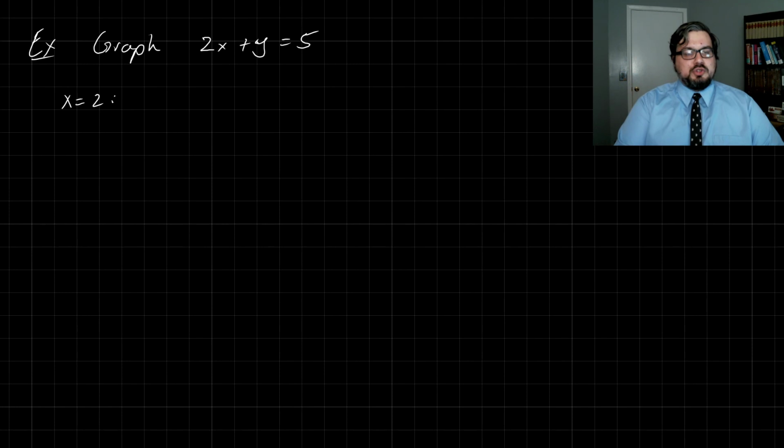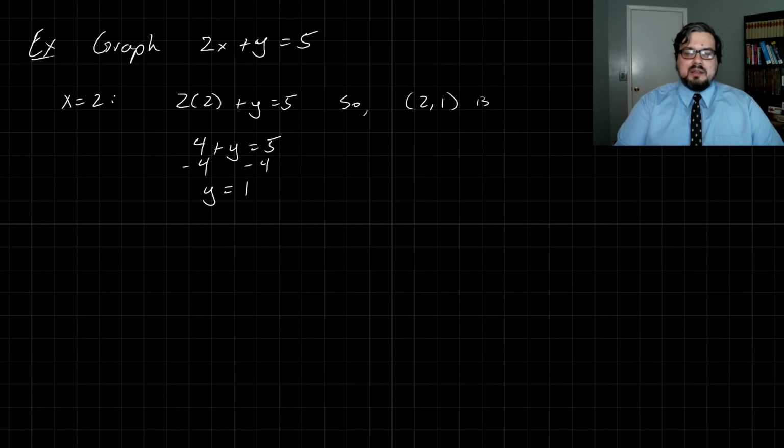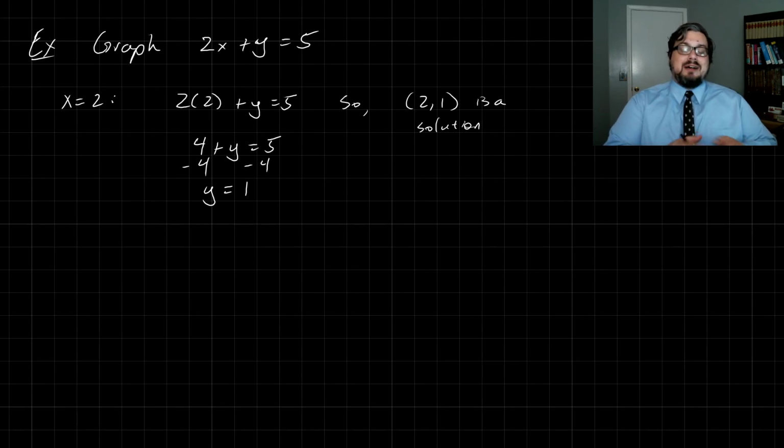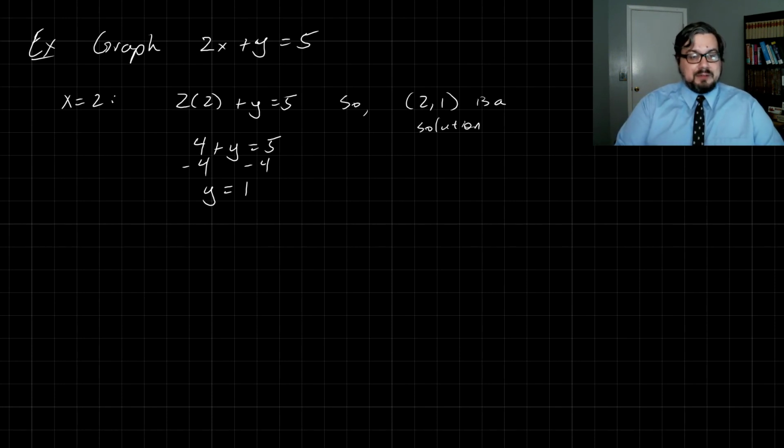So if x equals 2, that means we get 2 times 2 plus y equals 5. So 4 plus y equals 5. Subtract 4 from both sides, we get y equals 1. So this means that 2 comma 1 is a solution. We found that by choosing some value for one of the variables and solving for the other one, which is a very good way of finding solutions.